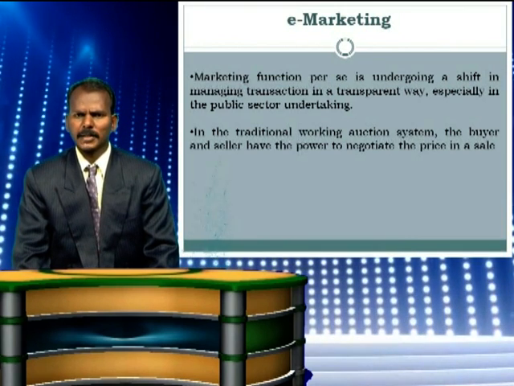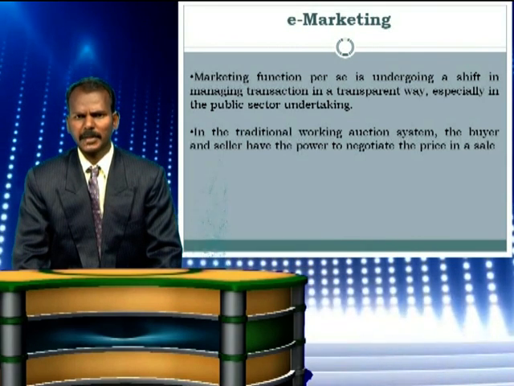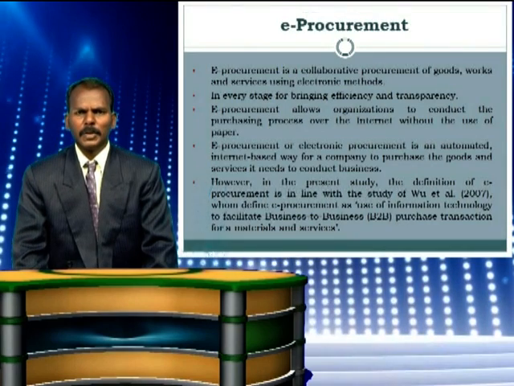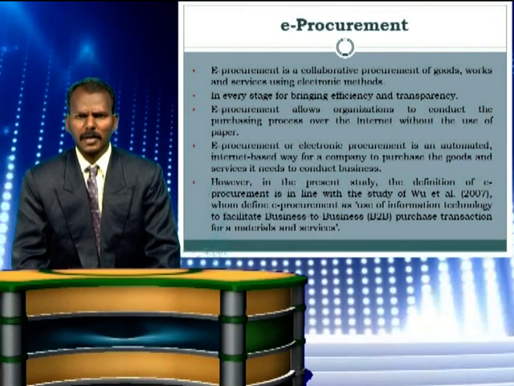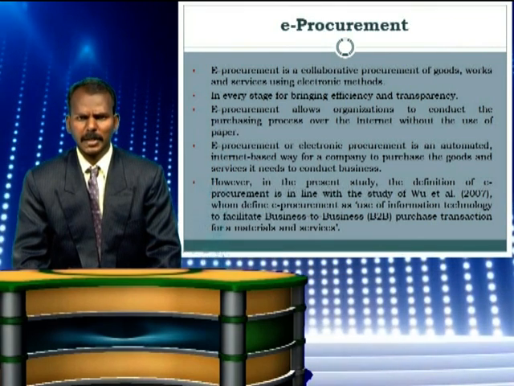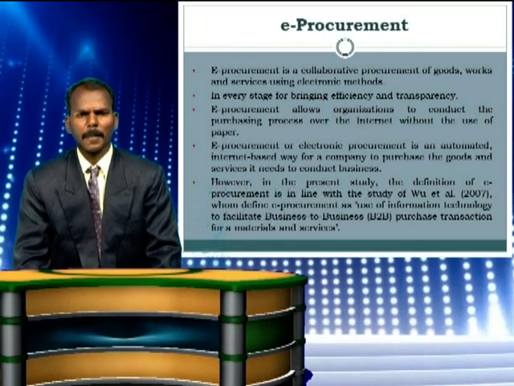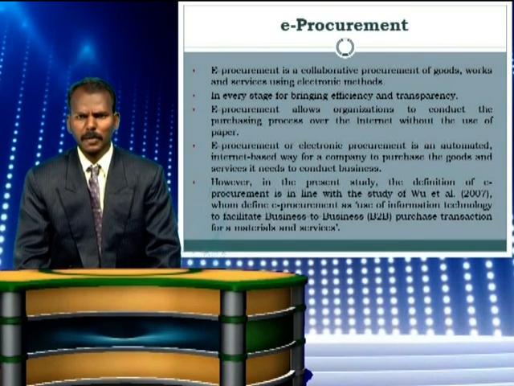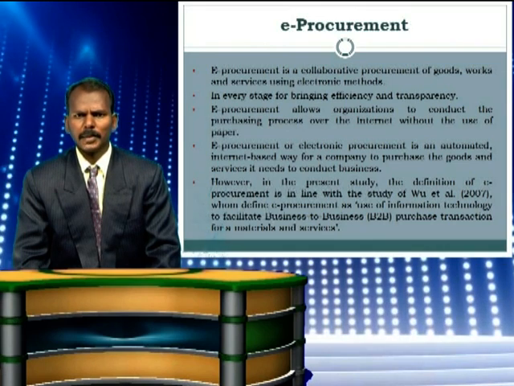In the traditional auction system, the buyer and the seller have power to negotiate the price in a basic sale. E-procurement or e-tender. E-procurement, or electronic procurement, is an automated internet-based way for a company to purchase the goods and services needed to conduct a business. E-procurement is collaborative procurement of goods, work and services using electronic methods in every stage, bringing efficiency and transparency.